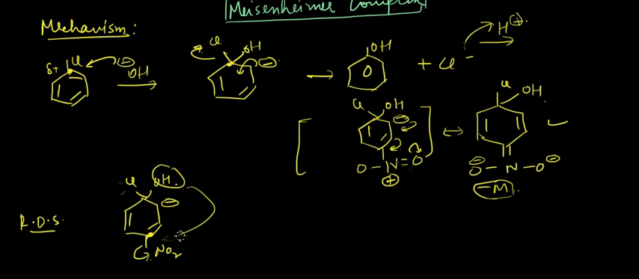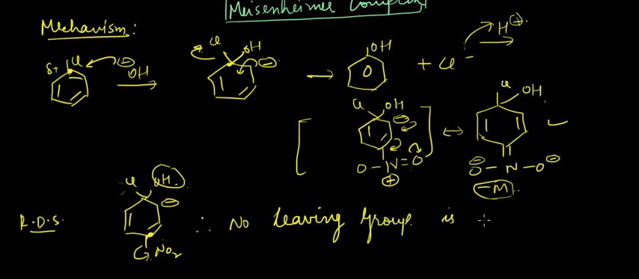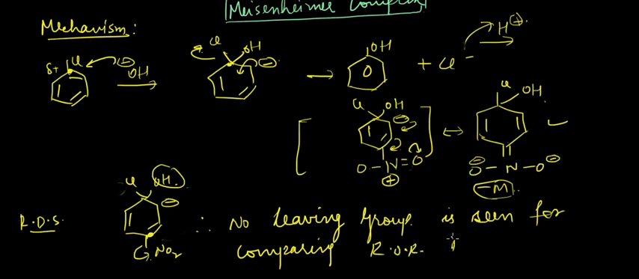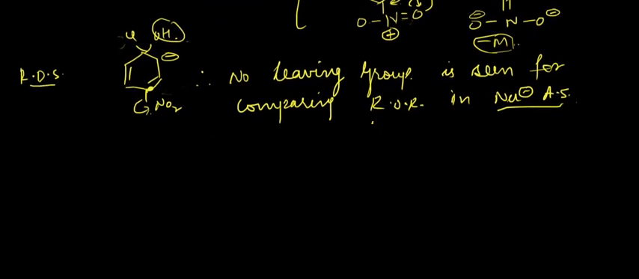And why is this not the case? We are just not concerned about the leaving group in the RDS. The RDS just talks about the stability of the carbanion. Hence no leaving group is seen for comparing the rate of reaction in nucleophilic aromatic substitution.